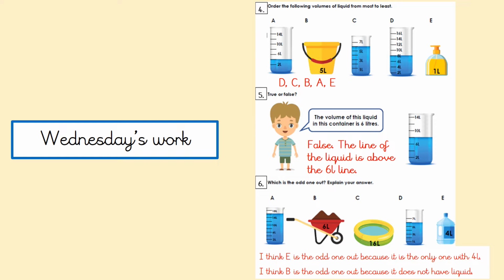Question 5, true or false? The volume of this liquid in this container is 6 litres. The answer was false because the line of the liquid is above the 6 litre line, so it is more than 6 litres. And for question 6, there were lots of different answers you could have had, so I've just given 2 examples. So you might have said, I think E is the odd one out because it's the only one with 4 litres. Or maybe you said, I think B is the odd one out because it does not have liquid, it looks like it's got soil, but you could have had lots of different answers.